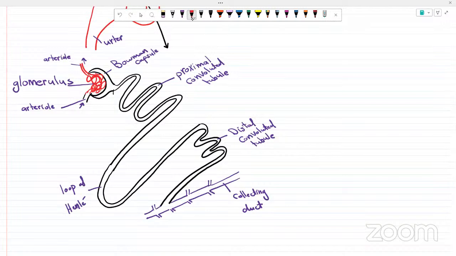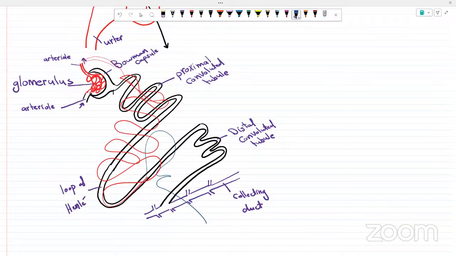Okay. Also, I would like you to know that the arteriole will complete its branching to form capillaries, right? And at the end, it will make a venule. So it's surrounding all the nephron, and at the end, there will be a venule or vein. You understand it or not?